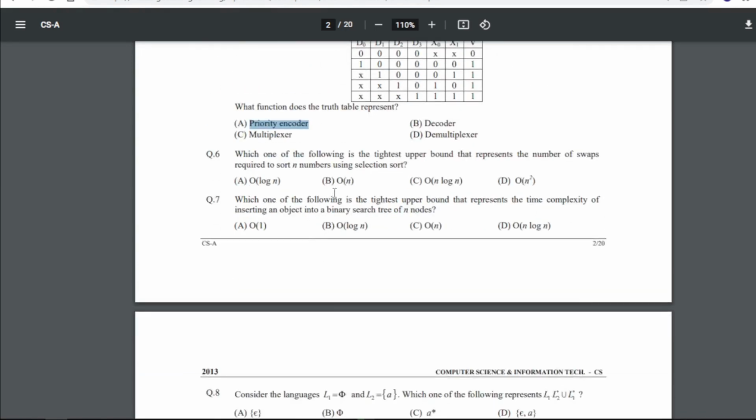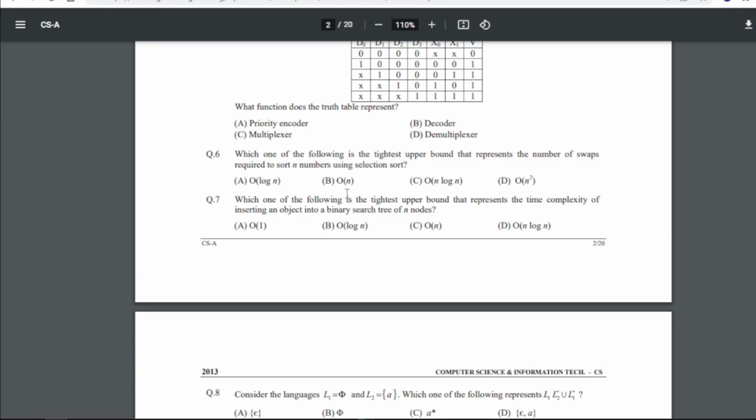Now sixth is, which one of the following is the tightest upper bound that represents the number of swaps required to sort n numbers using selection sort? So for 6 our answer will be B, that is order of n. So that is basically n number of swaps are required in the selection sort.